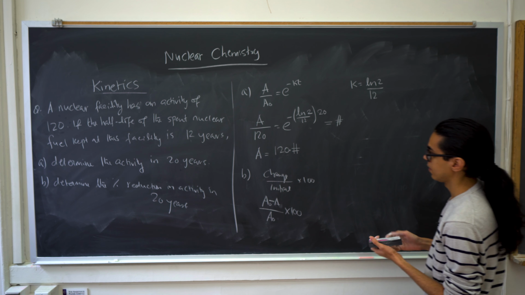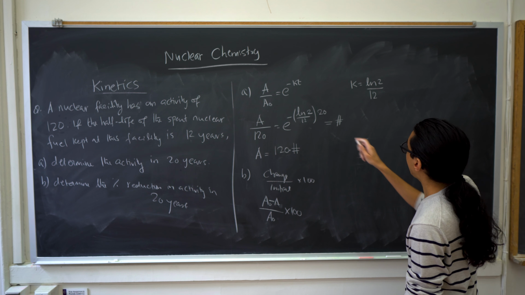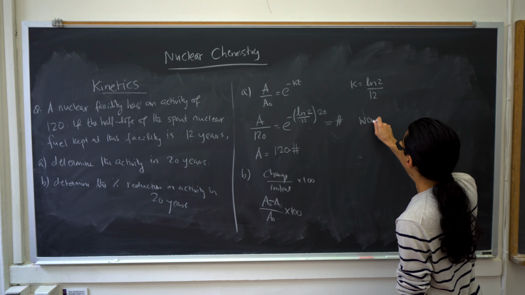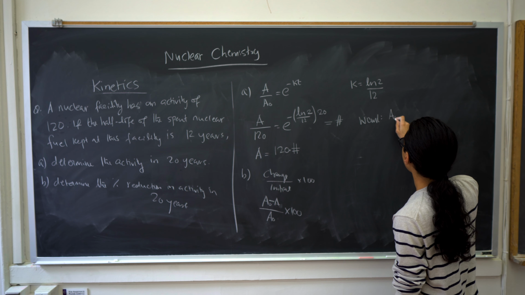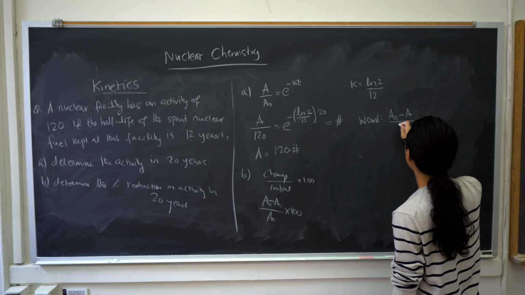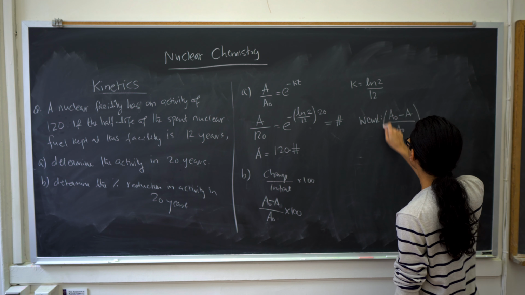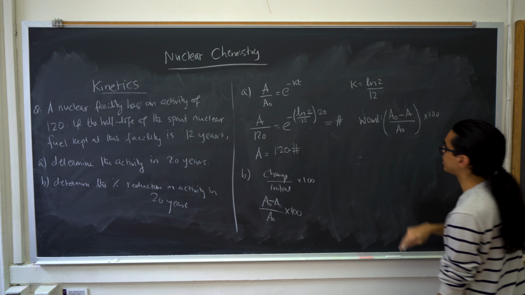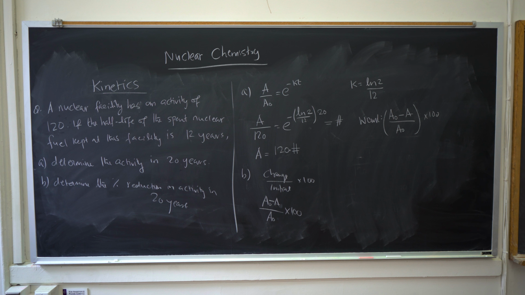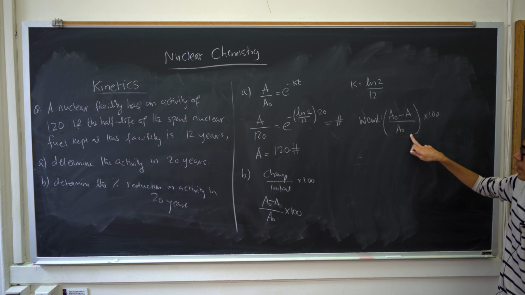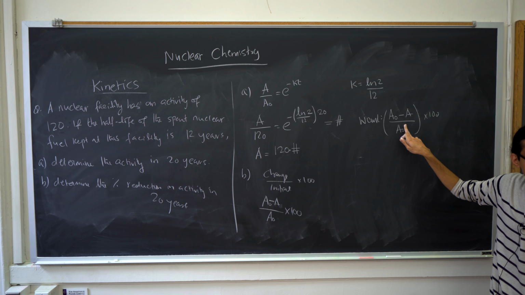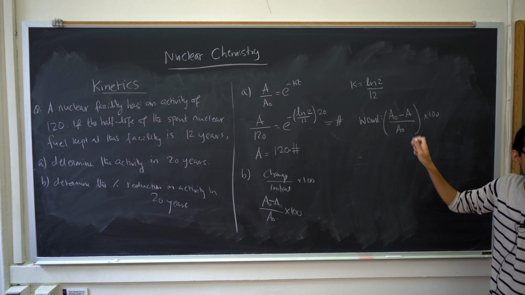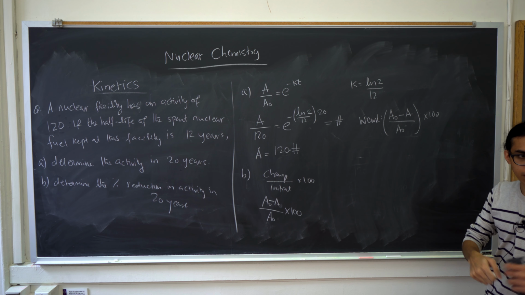Let's see. What I want is (A naught minus A) over A naught, times 100, correct? Can you simplify this in a different way? Can you split up this fraction into two pieces? You can, right? The numerator is always allowed to split, not the denominator.